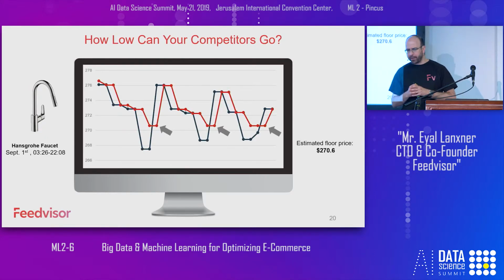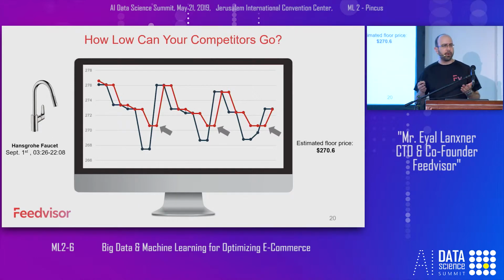How low can your competitors go? Each seller obviously has a floor price, under which they don't go, otherwise they're not profiting from this. And if you're able to determine what their floor price is, and price a little bit underneath if you can, if your floor price is under, then you can gain much more of the buy box and still maintain rather high profit margins.